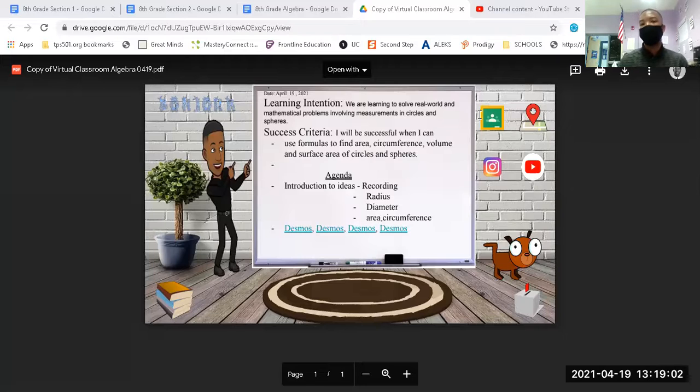We'll go through and talk about what the radius and diameter are, area, circumference, and then we'll do some of the Desmos activities. And we will be done. All right, so we're going to look at the circle first.